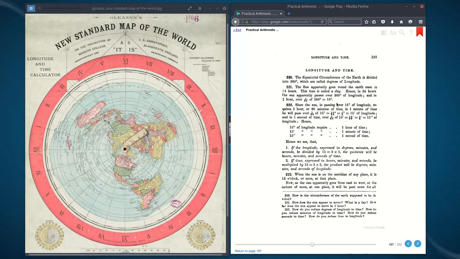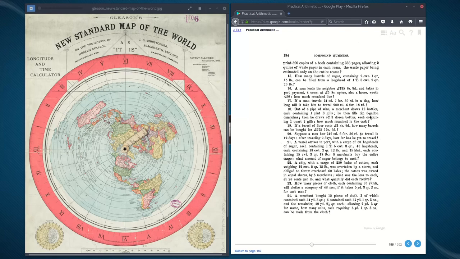Since the sun is passing over 15 degrees of longitude requires 1 hour or 60 minutes of time, in 1 minute of time, he will pass over 1/60th of 15 degrees. 15 degrees over 60 is 1/4 equals 15 minutes of longitude. So 1/4 degree equals 15 minutes of longitude.